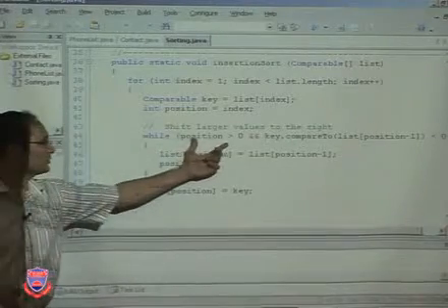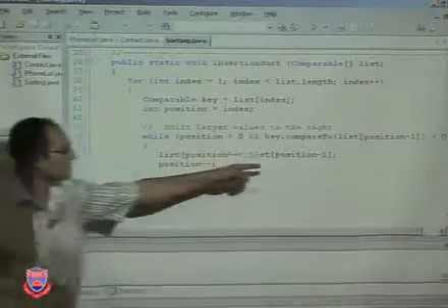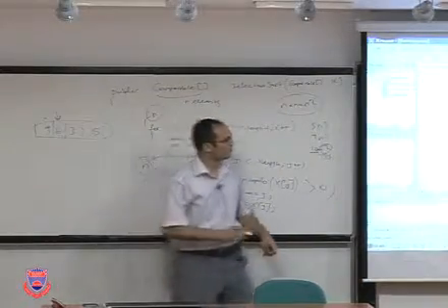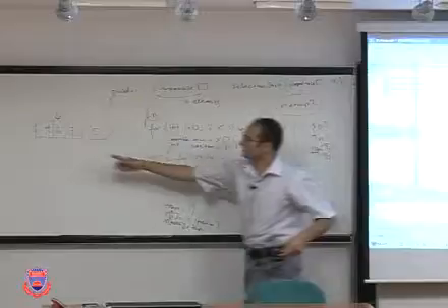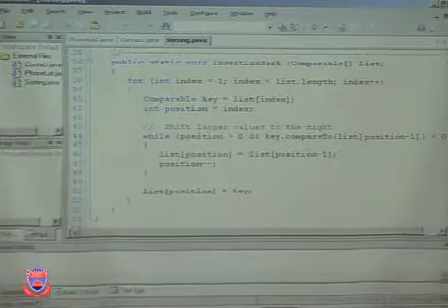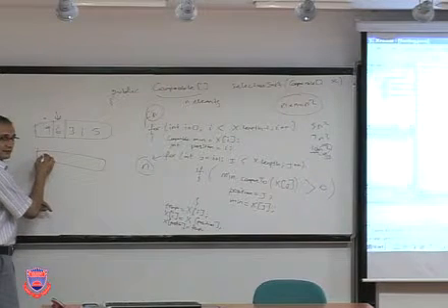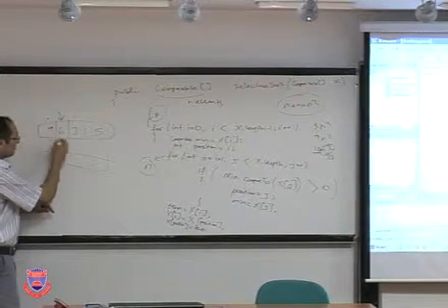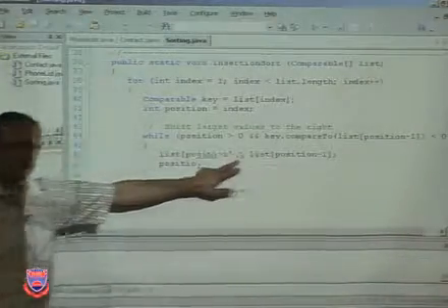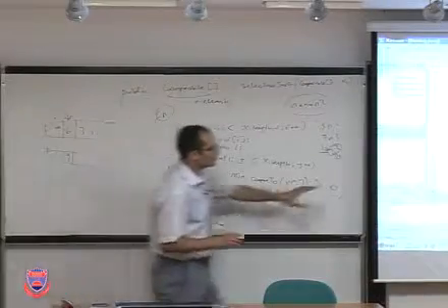I will check while position is greater than 0 and the current key, which is 6, compared to position -1, the element towards my left, is less than 0, meaning that 6 is less than 9. In that case, I will shift the element one position to the left, just move it to here. Basically, this is moved here with the command list position equals list position -1, and then I will decrement my position by 1. That's going to finish my while loop.